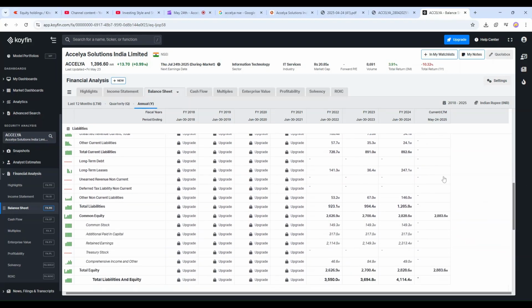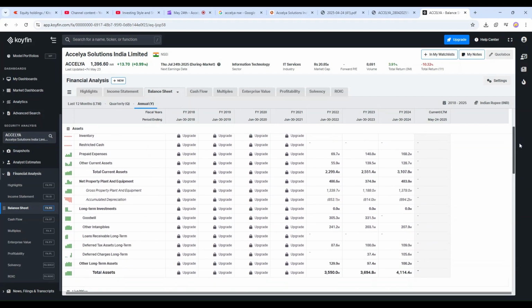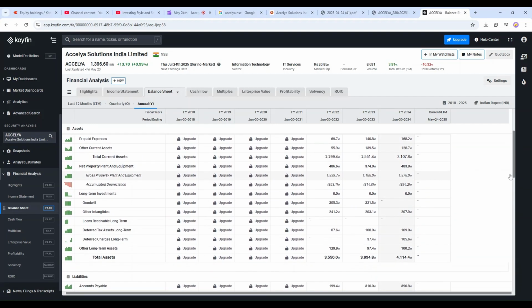Good thing is they don't have much of long term loan. They don't have any long term debt here. What they do have is long term leases, and that's fine. They have lease, do they have property as well? They might have added it on this side as well.